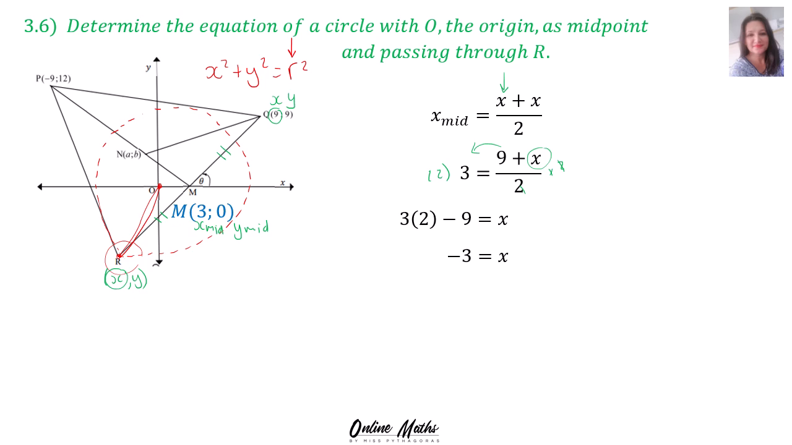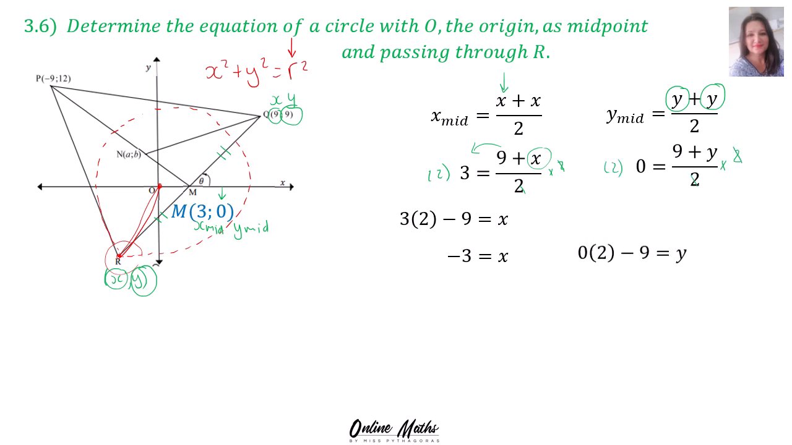And then for the y coordinate, we have this formula. Y of the mid is the one y plus the other y divided by 2. So y of the mid is this point 0, because it's that x-intercept, and then this y is this y, and that y is this one at R. So we can solve y times 2. 2 times 0 is 0. Let the 9 walk across, and the y coordinate is -9.